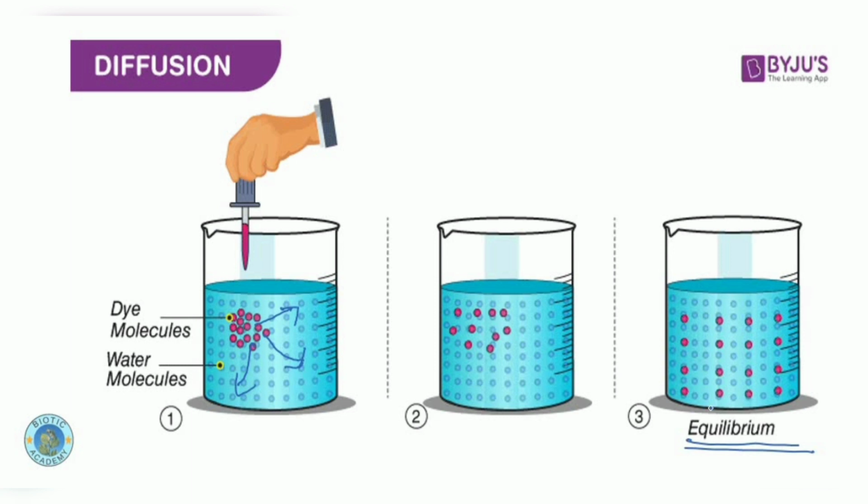So in this way, diffusion can be seen outside the body of living organisms, and diffusion can be witnessed within the body of living organisms with reference to the exchange of material between the cell and the blood.